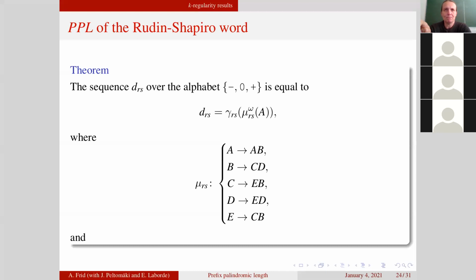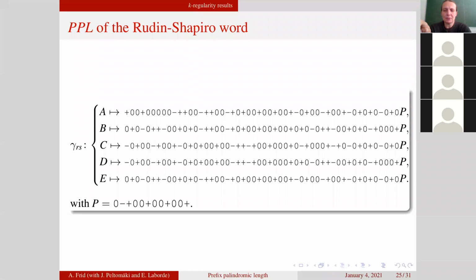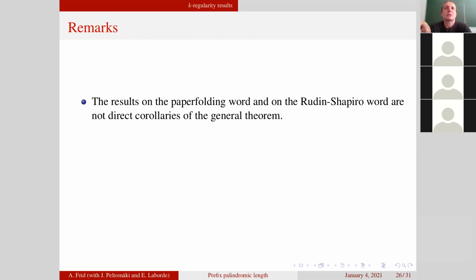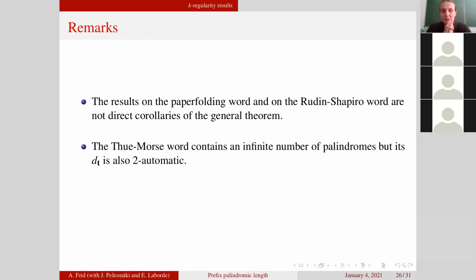So these are two results which do not follow from the general theorem. Well, their existence follows from the general theorem, but not the precise morphisms. So these are not direct corollaries of the general theorem. Also, these are more or less the same nature of results as for the Thue-Morse word, even though the Thue-Morse word does contain an infinite number of palindromes. So it was a happy coincidence that everything is fine for the Thue-Morse word too. Or at least I don't know why it is so nice.